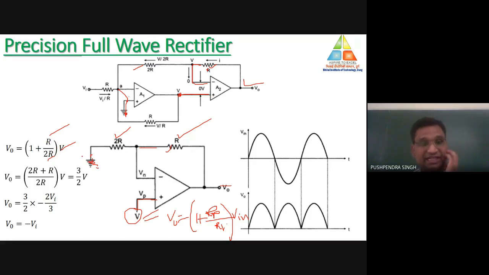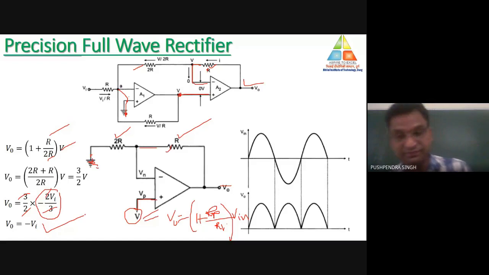Already we have calculated the value of V, so we substitute it here. V is equal to minus 2V in divided by 3. From there, 2R plus R divided by 2R, that means 3R divided by 2R, that means 3 by 2. So 3 by 2 multiplied with minus 2V in by 3. So 3 and 3 cancel out, 2 and 2 cancel out. So V0 is equal to minus of V in.